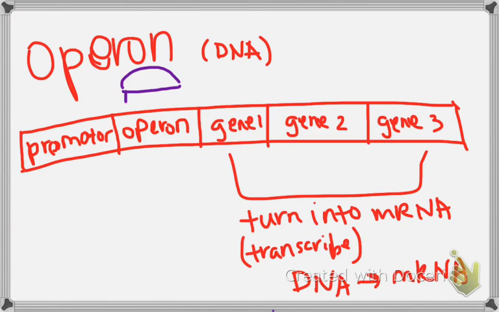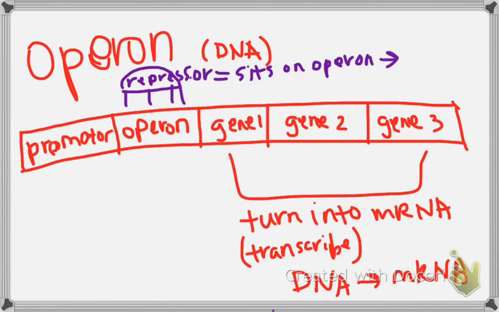And he's actually going to come and sit down on the operon. So let's name him repressor. He's going to actually come and sit down, so let's write that down. He sits on the operon. And if he sits down on the operon, what's going to happen? He turns off transcription. So that means that mRNA is not made.